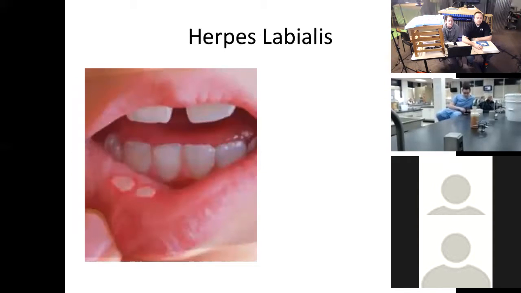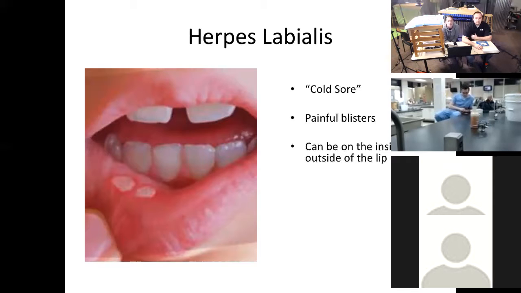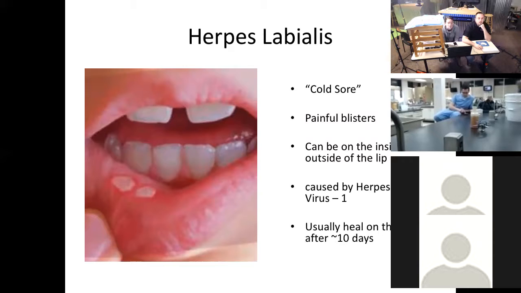Another little clinical correlation is herpes labialis. So herpes labialis is better known as the common cold sore, and what it is, is a collection of painful blisters that can be either on the inside or the outside of the lips. And this is caused by the herpes simplex virus type 1. It's very common and can infect up to like 50% of the population at any time. These lesions usually heal on their own after about 10 days, but the virus actually lives inside of you lifelong. So they can come back anytime that you're stressed out or if you are immunocompromised from some other infection or anything like that. And they typically sting with acidic foods like drinking orange juice or eating ketchup or things like that.